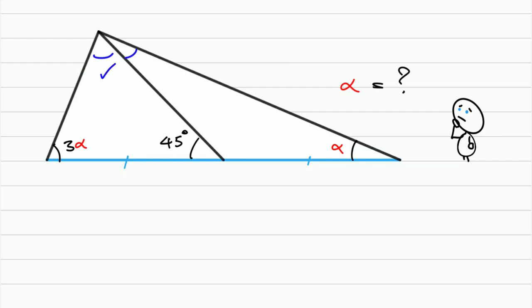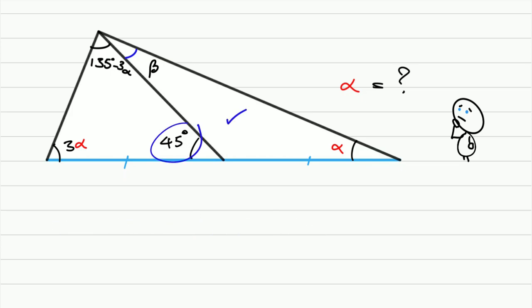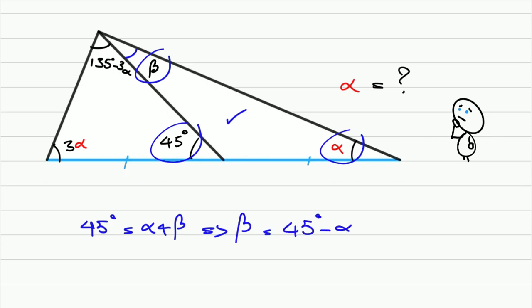This one, that's simple. That's 180 degrees minus 3 times alpha minus 45 degrees, and that's 135 degrees minus 3 times alpha. Right? Now the other one, let's call it beta. We know that this external angle for this triangle, 45 degrees, is equal to the sum of alpha and beta. Alpha plus beta. That means beta is equal to 45 degrees minus alpha.